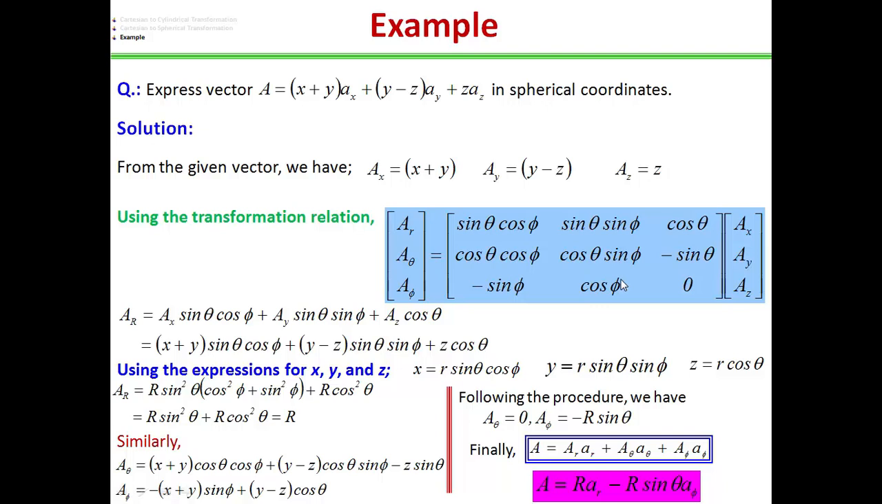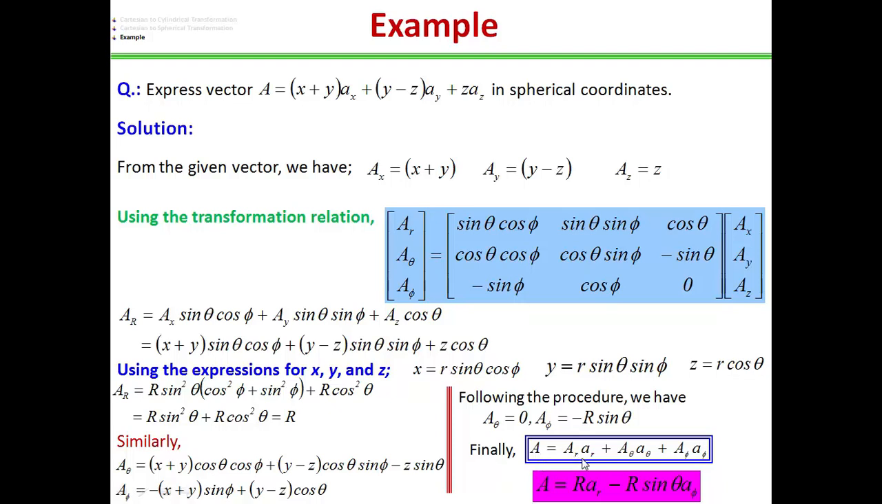Similarly, after multiplication of the matrix and ax, ay, az, we will get a theta is equal to (x plus y) cos theta cos phi plus (y minus z) cos theta sin phi minus z sin theta, and a phi is equal to minus (x plus y) sin phi plus (y minus z) cos phi. And then we will put the values of x, y, z in a theta and a phi. After solving, we will get a theta is equal to 0 and a phi is equal to minus r sin theta.